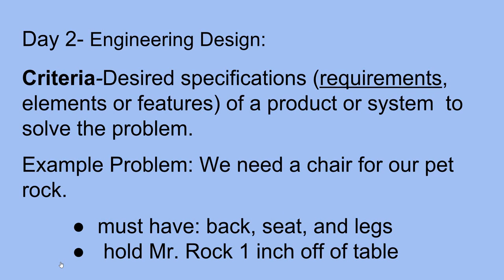So for this, please write this down. Our engineering design vocab, we've got criteria. This is our desired specifications, which means requirements, elements, or features of the product or system that you need to solve the problem. For criteria, I'd really just write down desired specifications, and then anything else that you need to remember that. Our example problem is that we need a chair for our pet rock. Our criteria for this is that it must have a back seat and legs, and it needs to hold Mr. Rock 1 inch off the table.